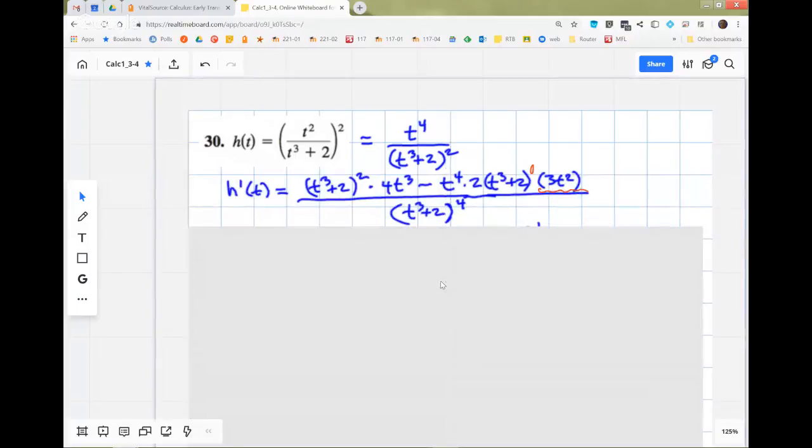So this is what? Quotient rule, denominator times derivative of numerator minus numerator times derivative of denominator. Chain rule. See, here we didn't have to worry about a chain rule because derivative of numerator, there is no inner function. It's 4t cubed. But when you take the derivative of the denominator, power rule, 2 times t cubed plus 2 to the 1 power. Oh, t cubed plus 2 is a function, an inner function. The derivative of t cubed plus 2 is 3t squared, over denominator squared.